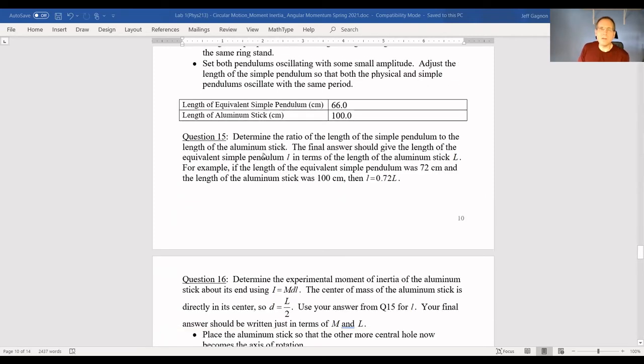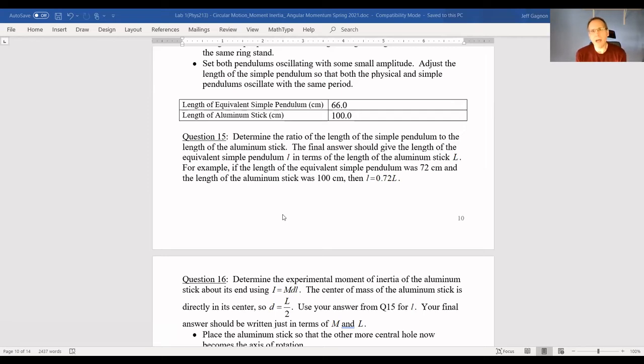Question 15, your first question. Determine the ratio of the length of the simple pendulum to the length of the aluminum stick. The final answer should give the length of the equivalent simple pendulum, little l, in terms of the length of the aluminum stick, capital L. For example, if the length of the equivalent pendulum was 72 centimeters and the length of the aluminum stick was 100 centimeters, then little l is going to be 0.72 big L.